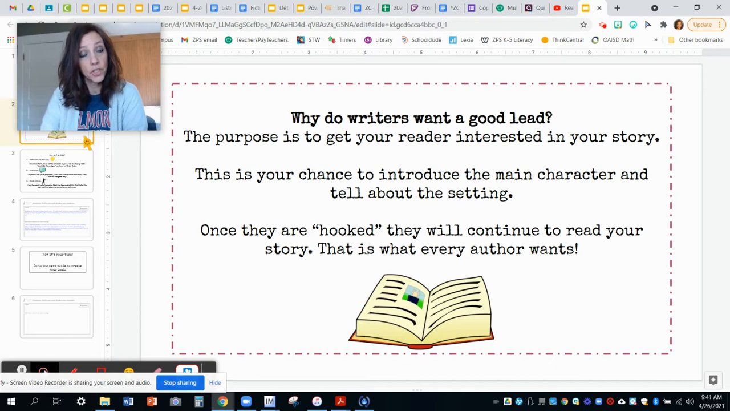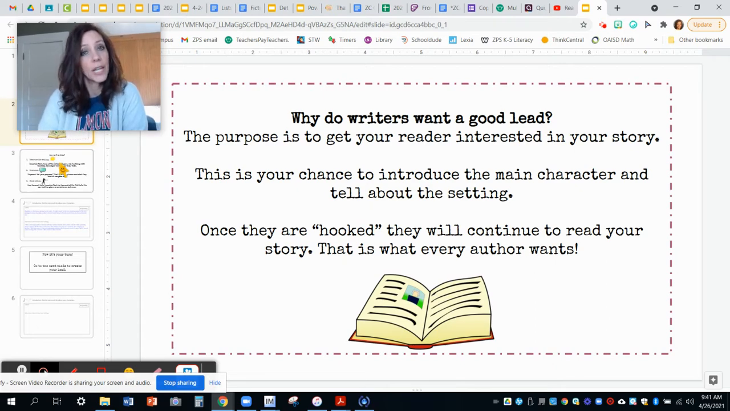So as a published author, you want people to read and buy your books, right? This is your chance when you write that lead to hook your reader. You can introduce the main characters and the setting and the story. And then once they're hooked, they're going to continue to read your story. And that's what every author, every published author especially, wants. They want somebody who's going to continue to read their books and then share their love of that author and can continue to write like that as well.